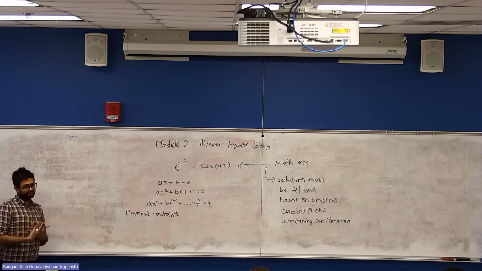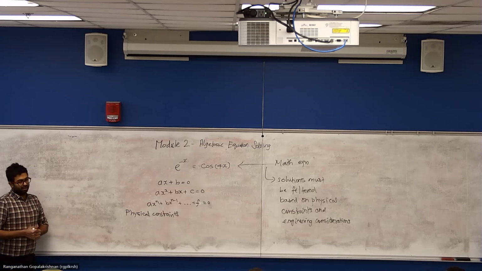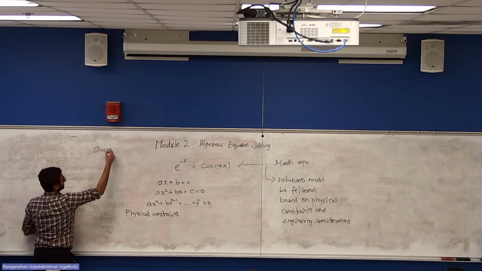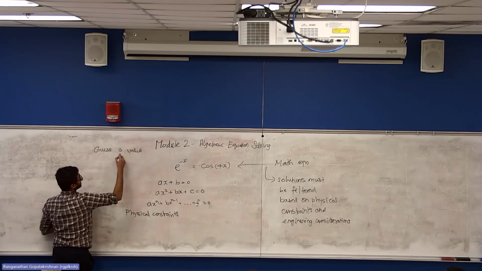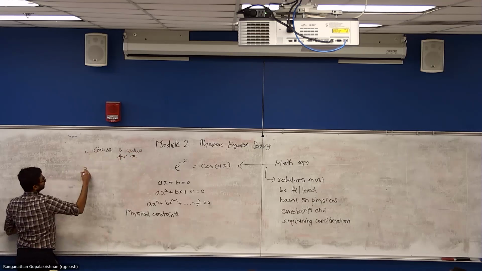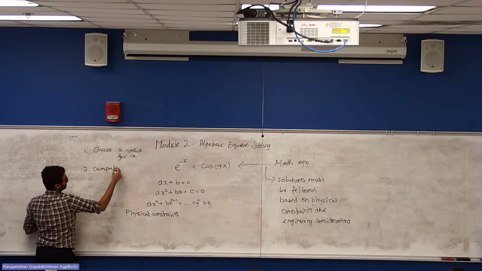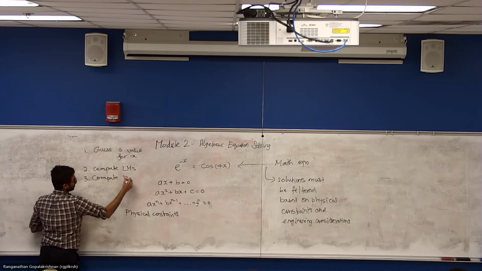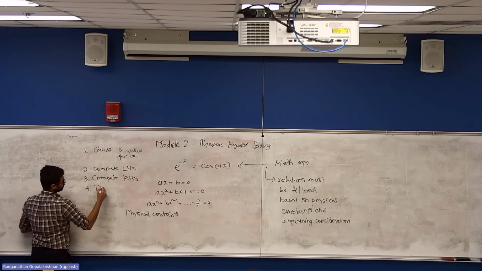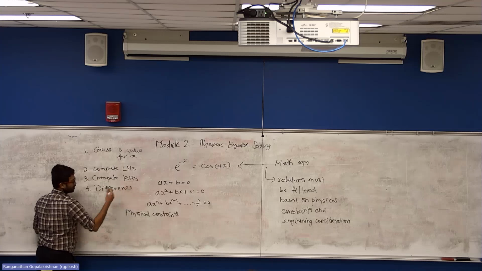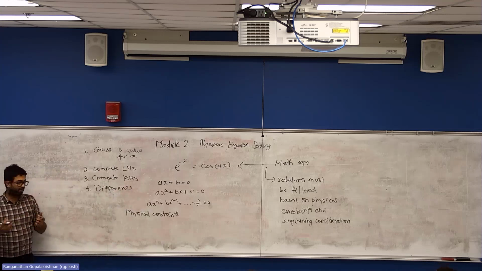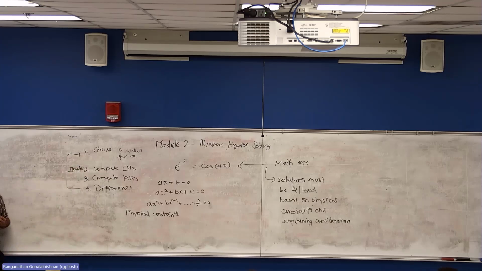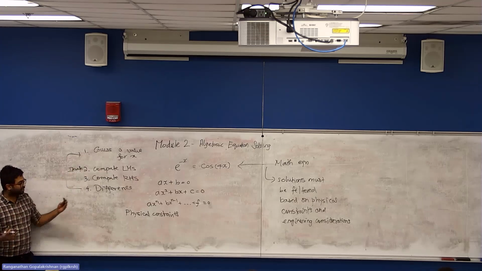Like, how do you start? Where do you start? So what Sophia is saying is, guess a value for x. Compute the left side. Compute the right side. And check the difference. And until this difference gets to 0 or becomes small, continue iterating. That's in a nutshell. This is an approach. Thank you.